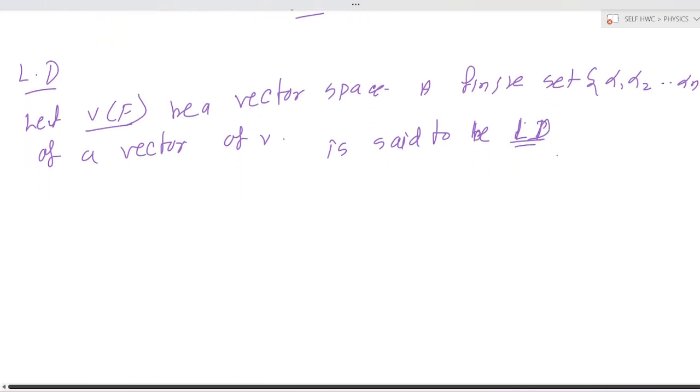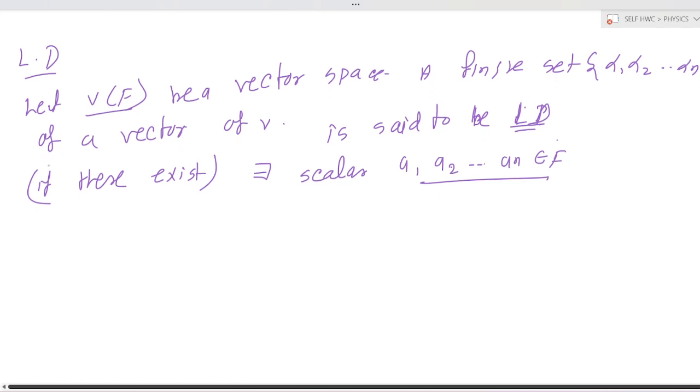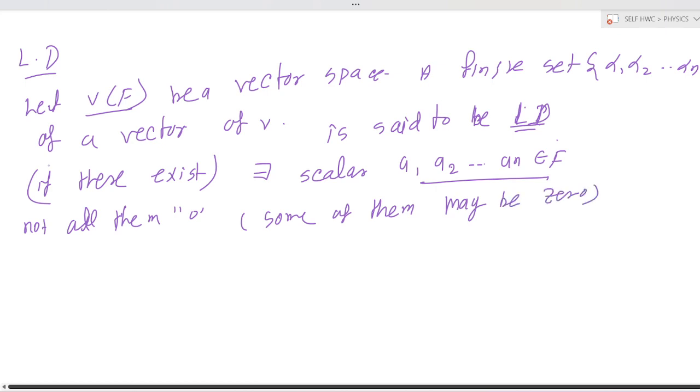if there exist scalars a1, a2, dot, an belonging to the field F, not all of them 0, and some of them may be 0, such that a1 alpha 1 plus a2 alpha 2 plus dot plus an alpha n is equal to 0. This is linearly dependent.